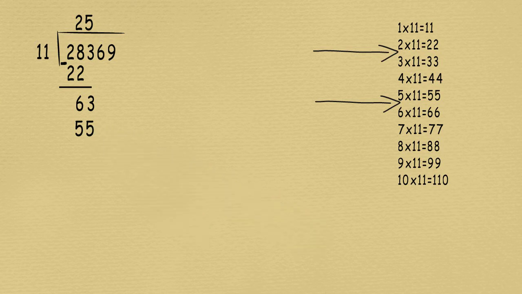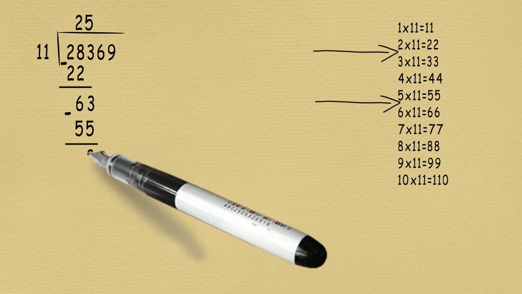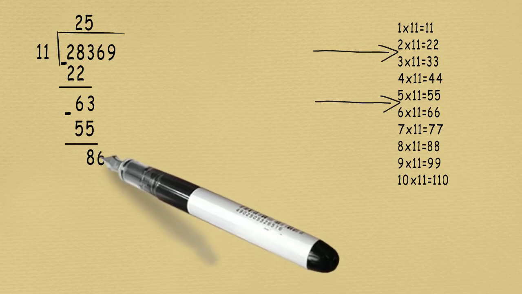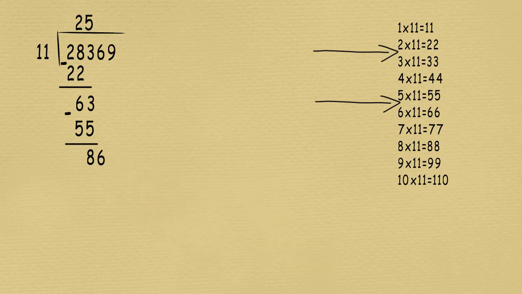And I'm going to perform a subtraction. And I can see that 63 minus 55 is equal to 8. And then I'm going to drop down the next number inside the division house, which is the number 6. So in essence, I created the number 86.